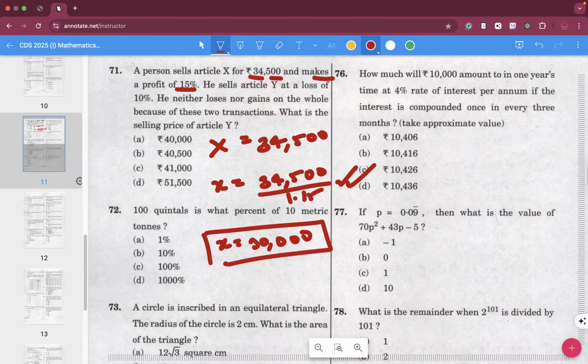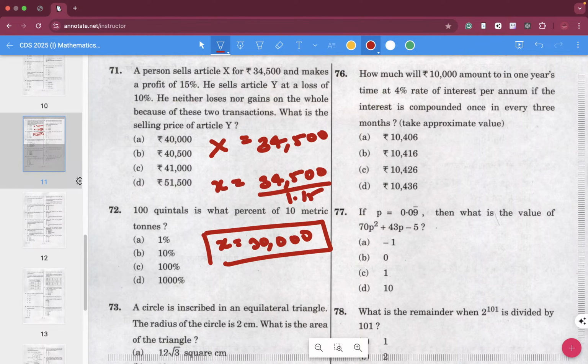What does it mean? I am saying capital X and capital Y are the selling prices, and small x and small y are the cost prices, is what I am assuming over here, folks. So for capital X, the cost price was 30,000, and then only you will make a 15% profit. 15% of 30,000 is how much? 4,500. If you add 4,500, you will get this particular number. So now let's focus on y over here.